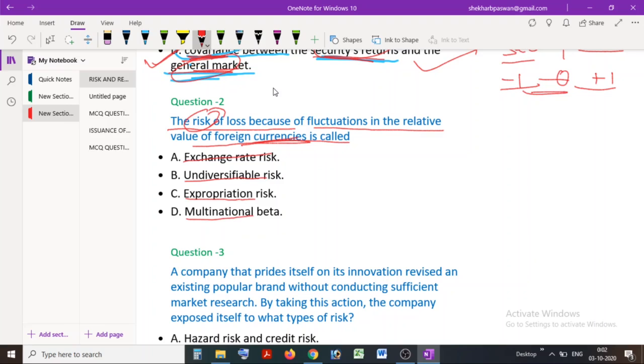So we can see that it is exchange, because if there is a fluctuation in the foreign currency, that is called exchange related risk. There may be a case where the price of the domestic currency will fall but there will be a rise in the foreign currency. So that is exchange risk. The correct answer is exchange rate risk. Diversified risk is wrong, exportation no, multinational beta no. So now let's move toward the next question.